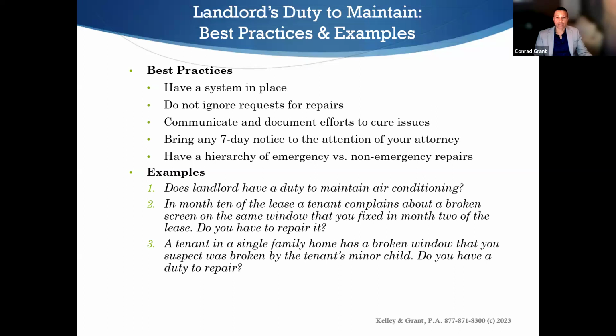Here's some examples. Does a landlord have a duty to maintain air conditioning?